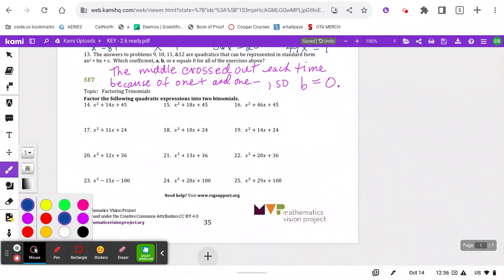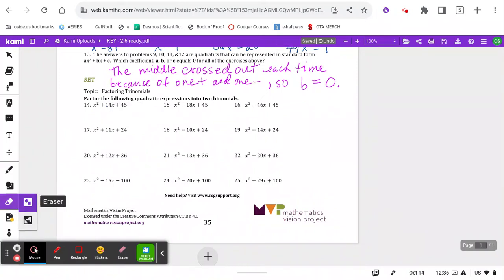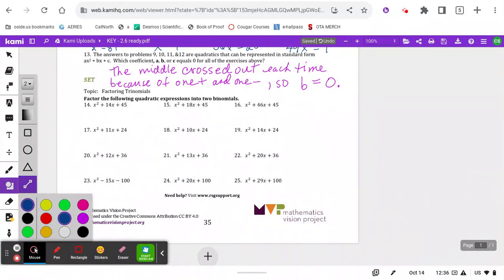Right, on these bottom ones, you can do this method if you want, but your job is to get the factors for each. So we tested multiplying above, now we're unmultiplying.